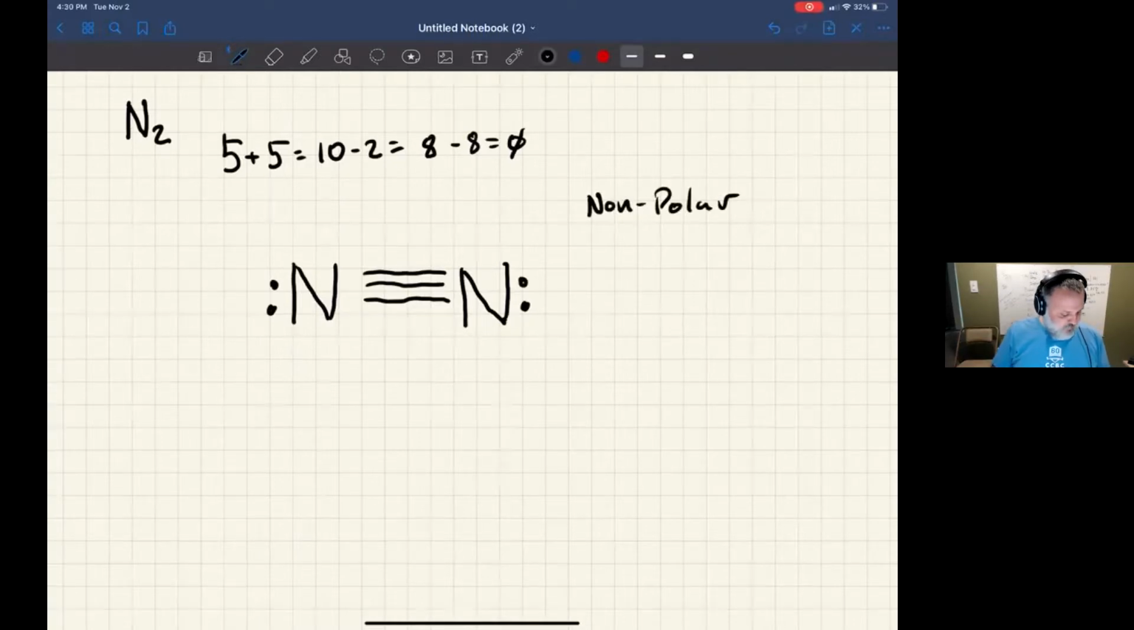Now, what about the geometries? The electron geometry is going to be the same as the molecular geometry. There really isn't a central atom here, but there's only 2 atoms in total. The only possible geometry between 2 points is a line, and so it's linear.